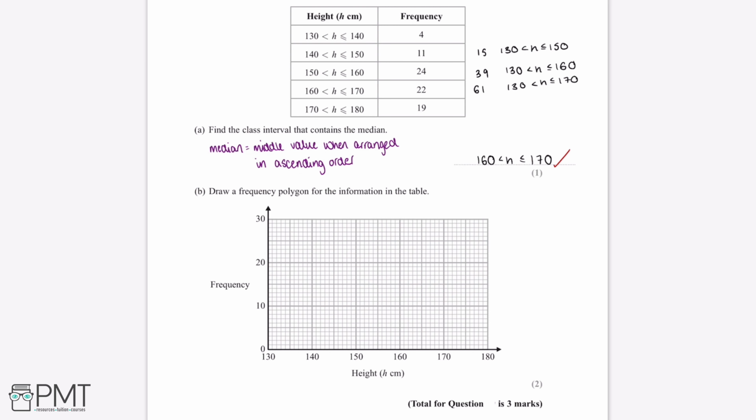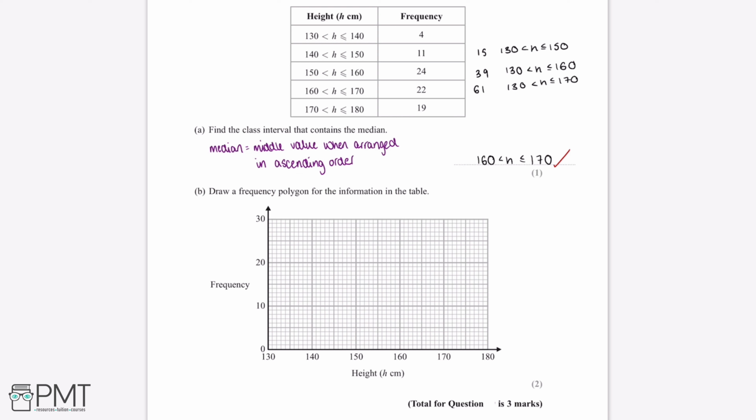Draw a frequency polygon for the information in the table. So what we can see from this graph is on the x-axis we have the height of the children, and on the y-axis we have the frequency. Now an important thing to remember for frequency polygons is that because the heights are in a class interval, we're going to want to take the midpoint of this interval. So for example, the midpoint of 130 to 140 centimetres will be 135 centimetres.